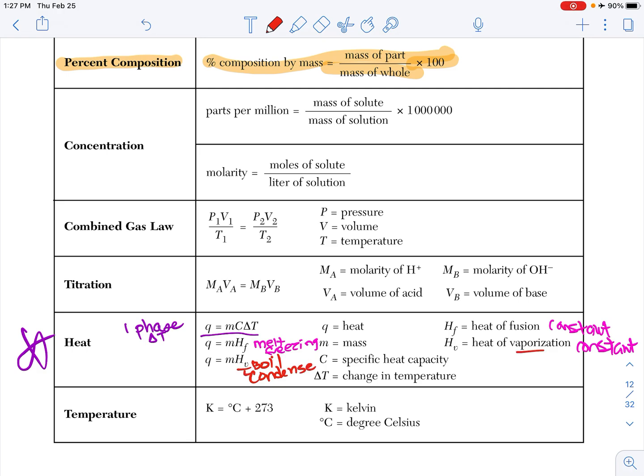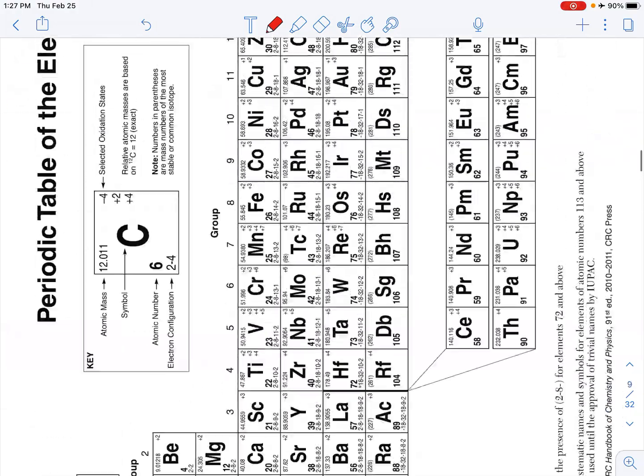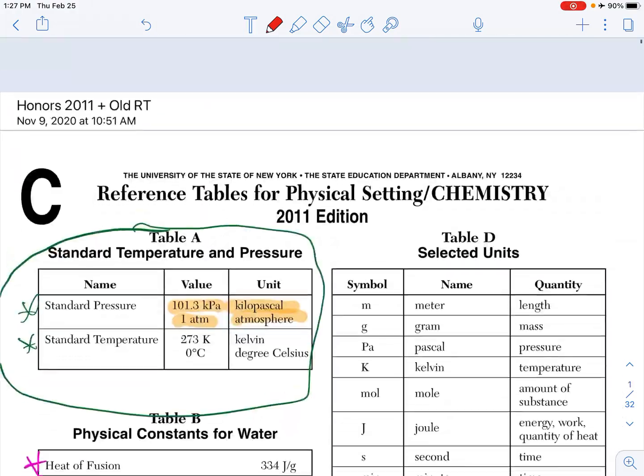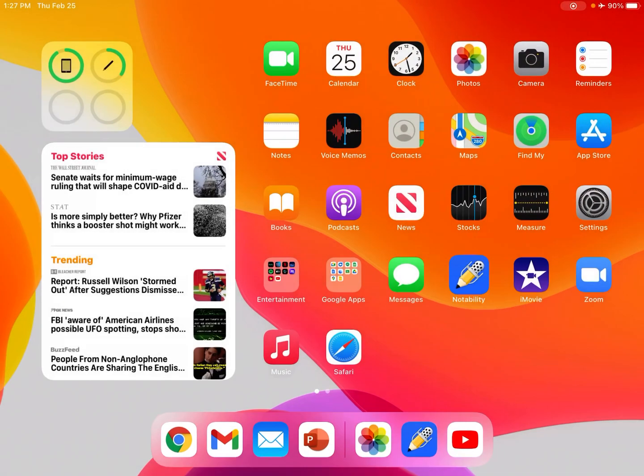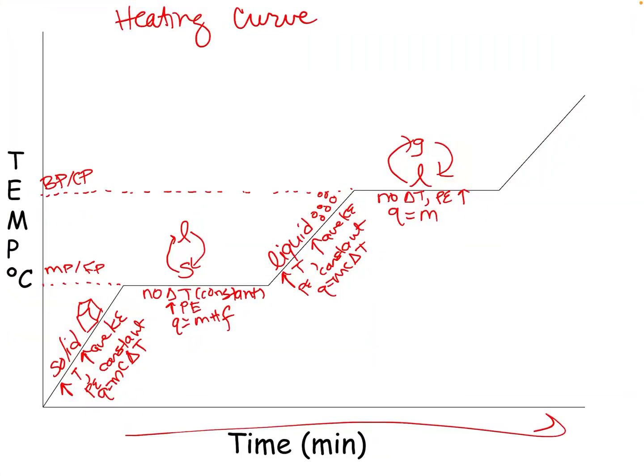And H sub V is a constant. If it's water, you look it back up on the first page, and you'd find that it is 2260 joules per gram. If you're dealing with something else, you would have to use a different value that would be provided to you. You could then calculate how much heat is required to boil a sample of water at a certain temperature.